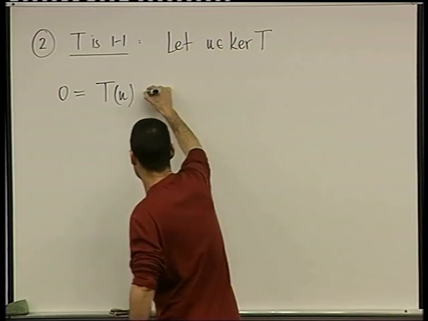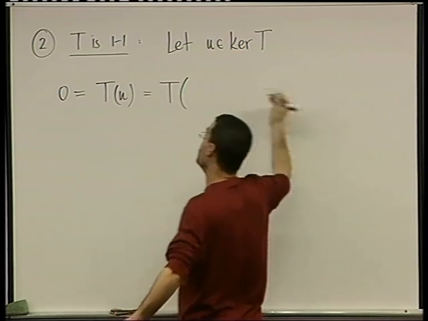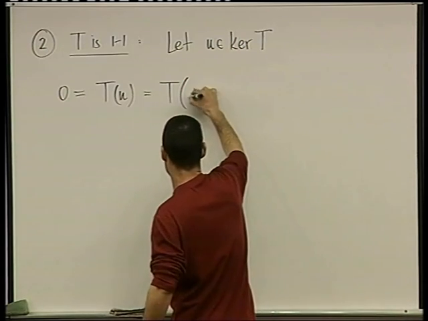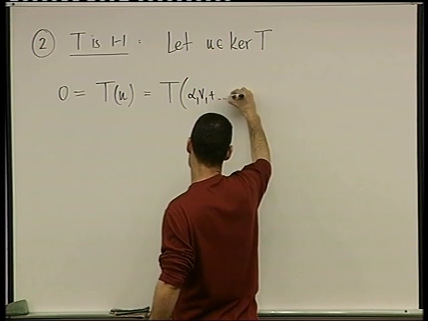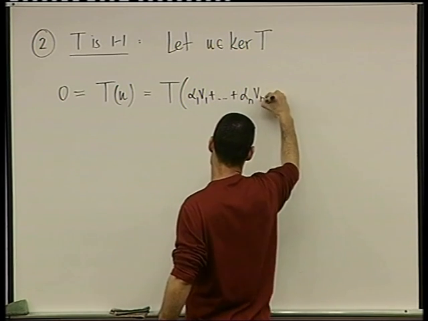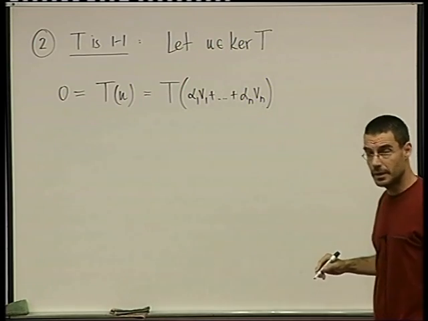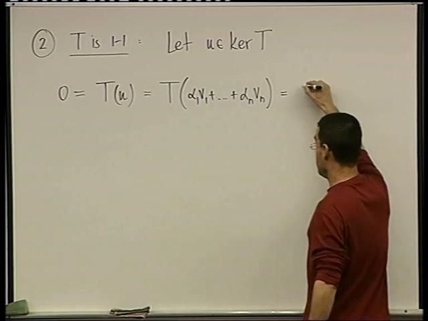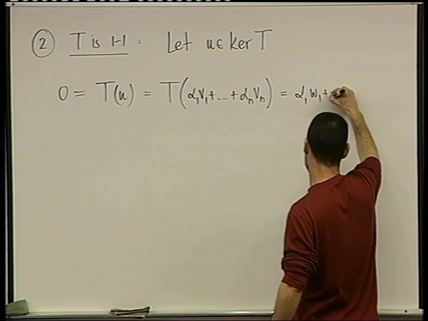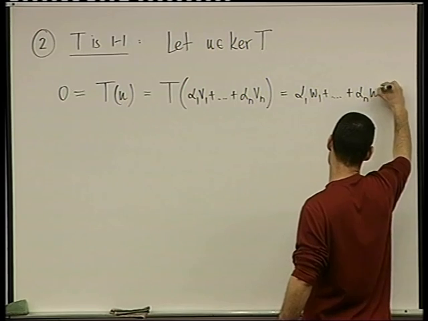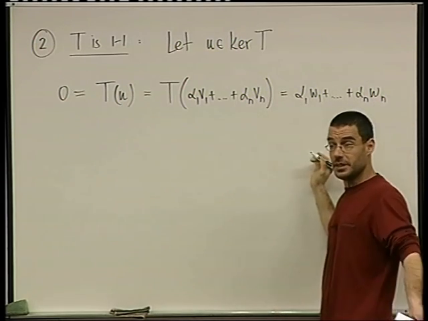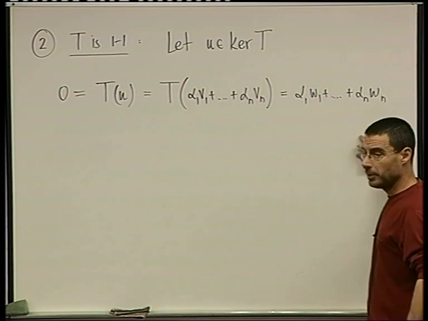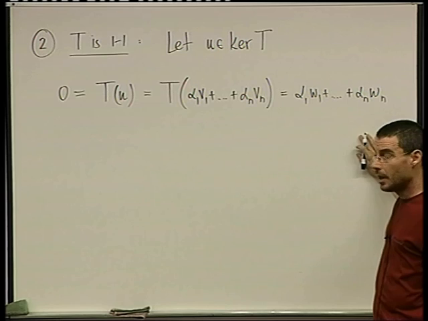On the other hand, what is T of u? Just like before, u is some linear combination of the basis elements, so it's alpha 1 v1 plus alpha n vn, right? And by definition, the same with W, it's alpha 1 w1 plus alpha n wn. That's the definition of T. That's what T does. It takes a linear combination and gives the exact same linear combination with w's instead of v's. Okay? So what do we have here?